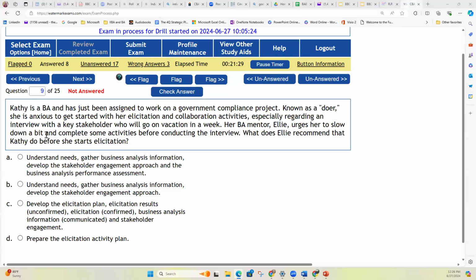Okay. So I've got one vote for A. I hear a second vote. B as in boy. Why do you like B more? Because in A, I don't like business analysis performance assessment. I don't like this option.